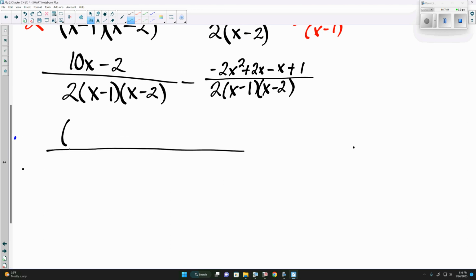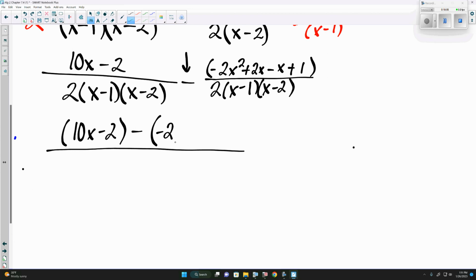Because we can put parentheses 10x minus 2 minus. Because we put the parentheses around it, we don't necessarily need it for this one because there's a positive in front of it. So it's still going to be 10x minus 2. Nothing's going to change there. However, everything in this second numerator is going to change because of the negative in front of it. So we say minus parentheses.